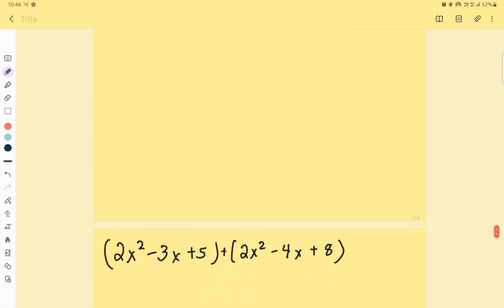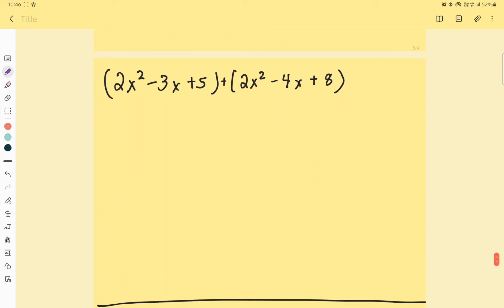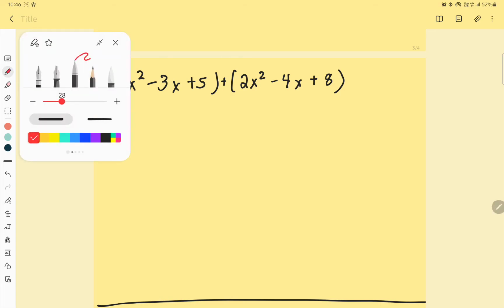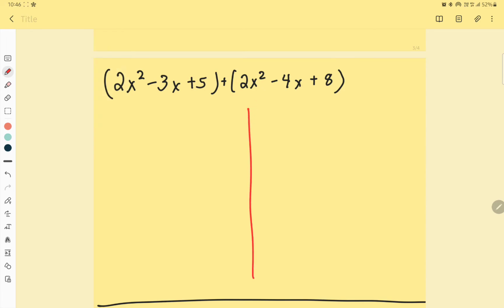Okay, now let's have another example. So let's have this one first. So I have here 2x squared minus 3x plus 5, and then added by a trinomial 2x squared minus 4x plus 8. So once again, let me just change color of pen. I really want to use no red. So let me go on a vertical one, so it's much easier to the vertical. 2x squared minus 3x plus 5.